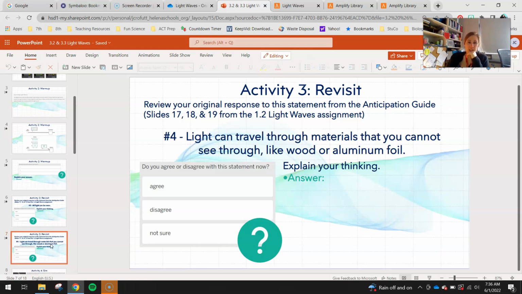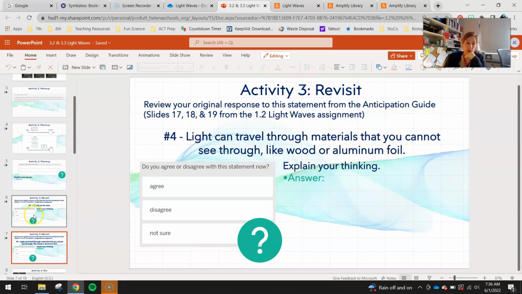Okay, same thing on slide 7, except you're looking at comment number 4. Light can travel through materials that you cannot see through, like wood or aluminum foil. You tested this out yesterday with the aluminum foil, so think about what you saw as far as transmission, absorption, and reflection of different types of light. Do you agree or disagree? And then explain your thinking here.